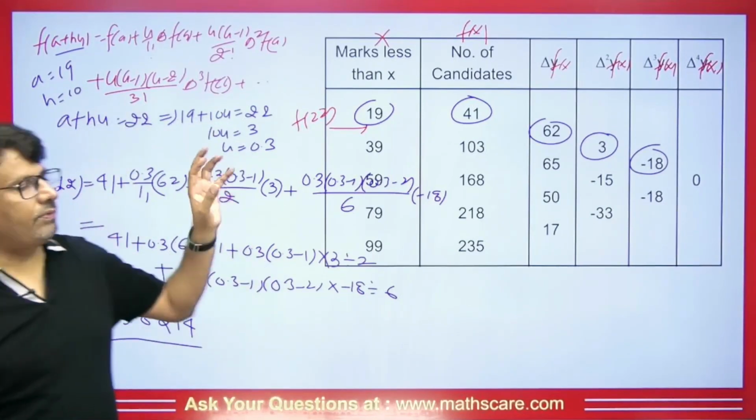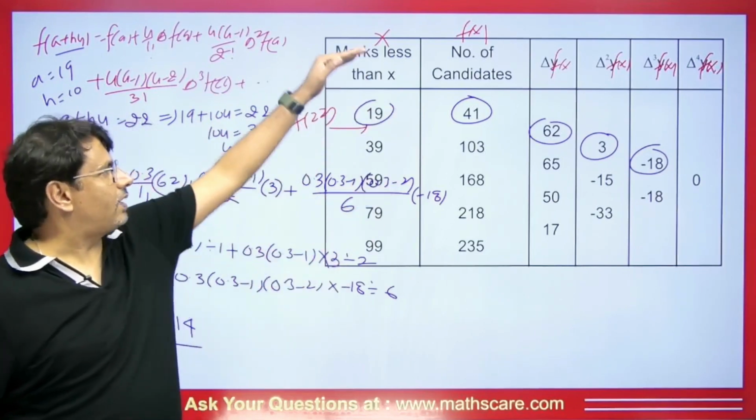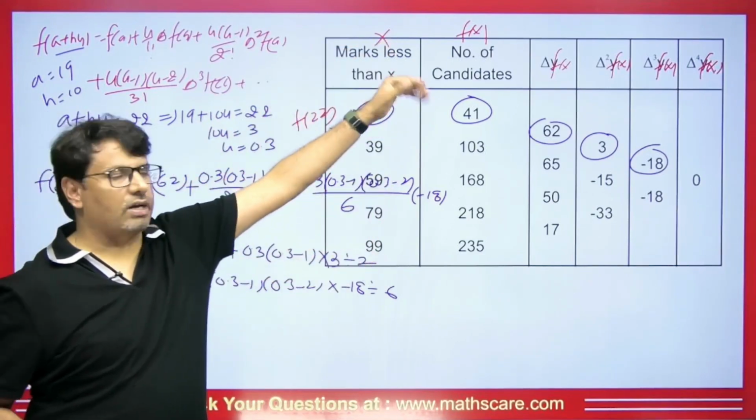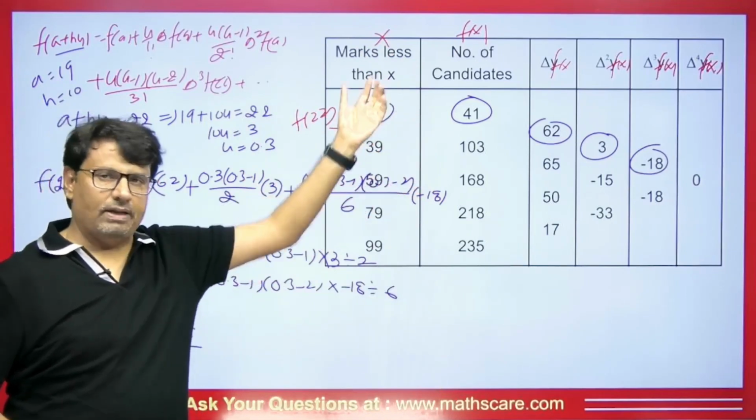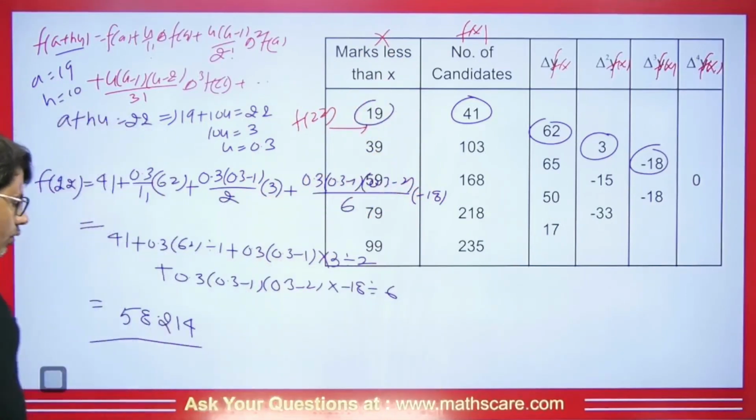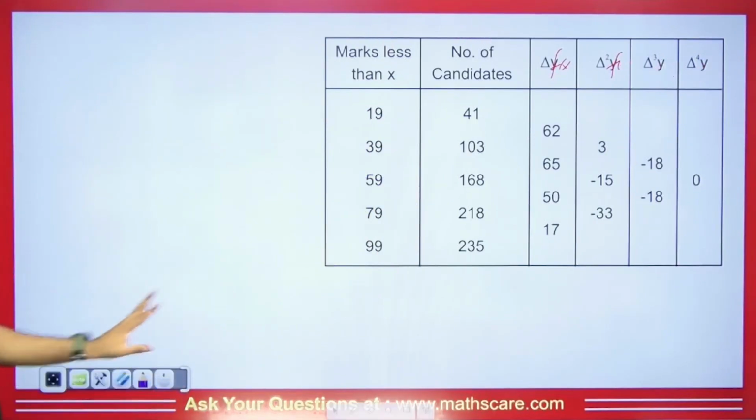So whenever we have any data in intervals, then first we have to create the cumulative frequency. Means it's cumulative, meaning we are adding while creating it. How many are less than 19? How many are less than 39? Create this table and then we need to calculate its value. Moving on, let's get to the next question.